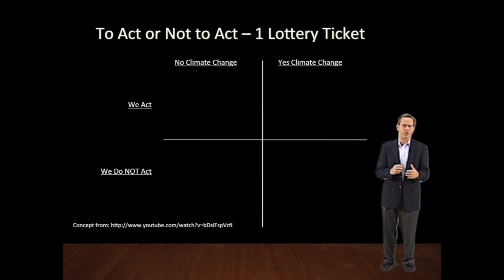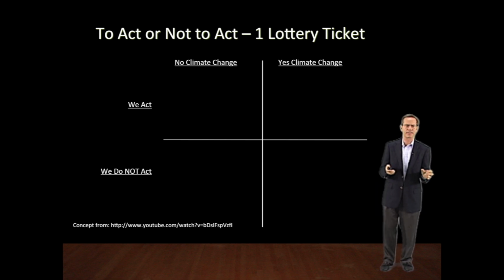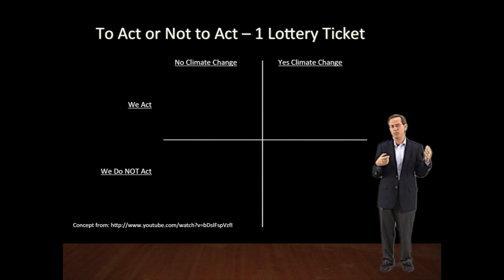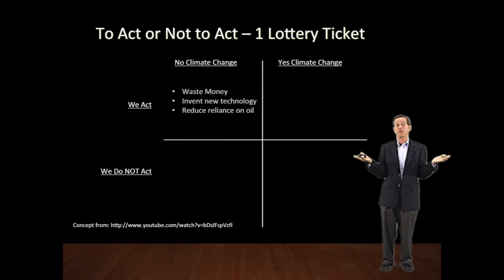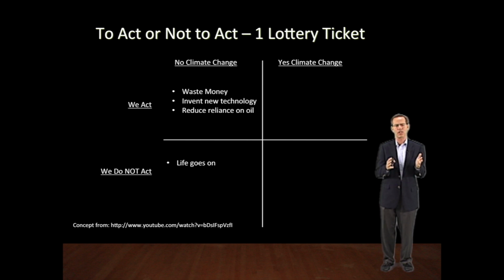This is from a great video on YouTube, so I cannot take any credit for this, but I really love the concept. And the concept is, let's play a lottery. We can play the lottery of we act or we don't act, and there is climate change or there isn't climate change. So let's take a look at the four possibilities of that lottery, because there are only four outcomes. Let's say that there is no climate change and we act. Well, we would waste money. We would invent new technologies, and we'd probably reduce our reliance on oil. So that's overall not a bad thing, but in fact, we did waste some money, and we need to note that. But if there is no climate change and we do not act, well, life goes on. So actually, that's not a bad outcome if you're playing the lottery.